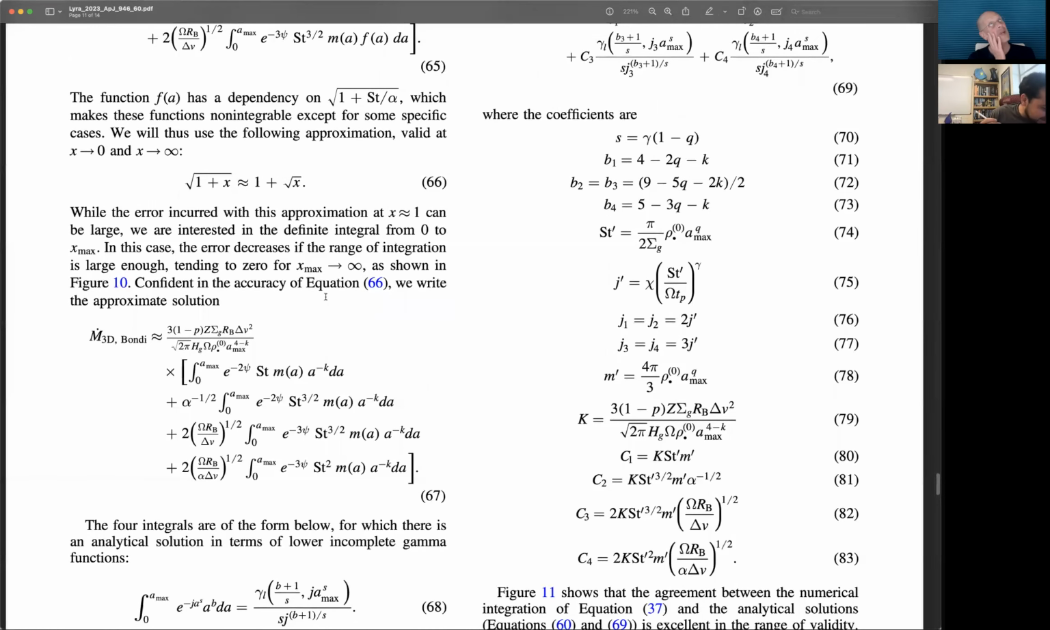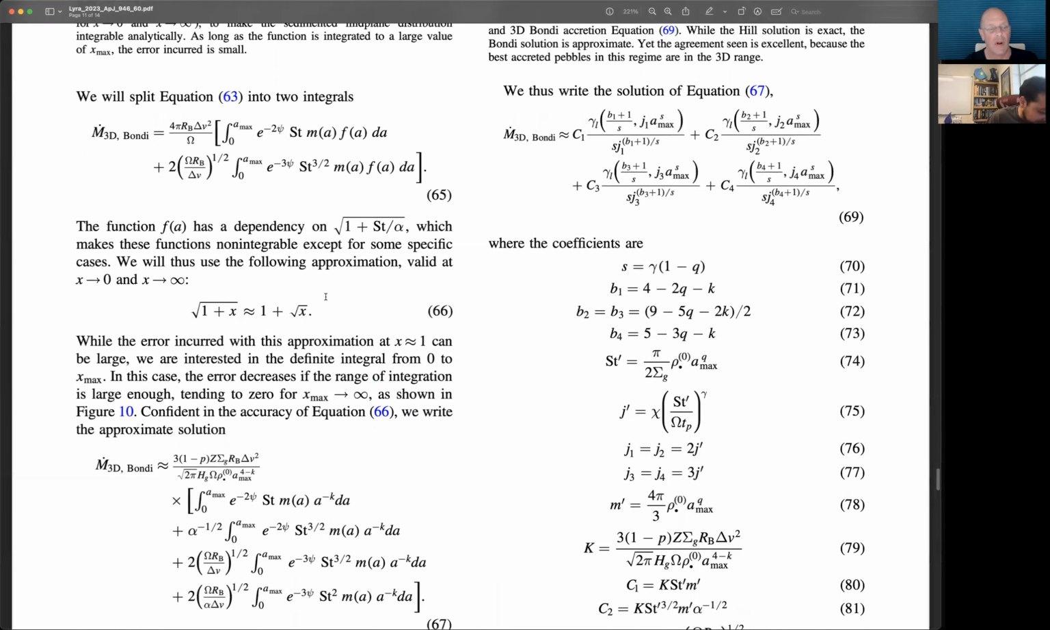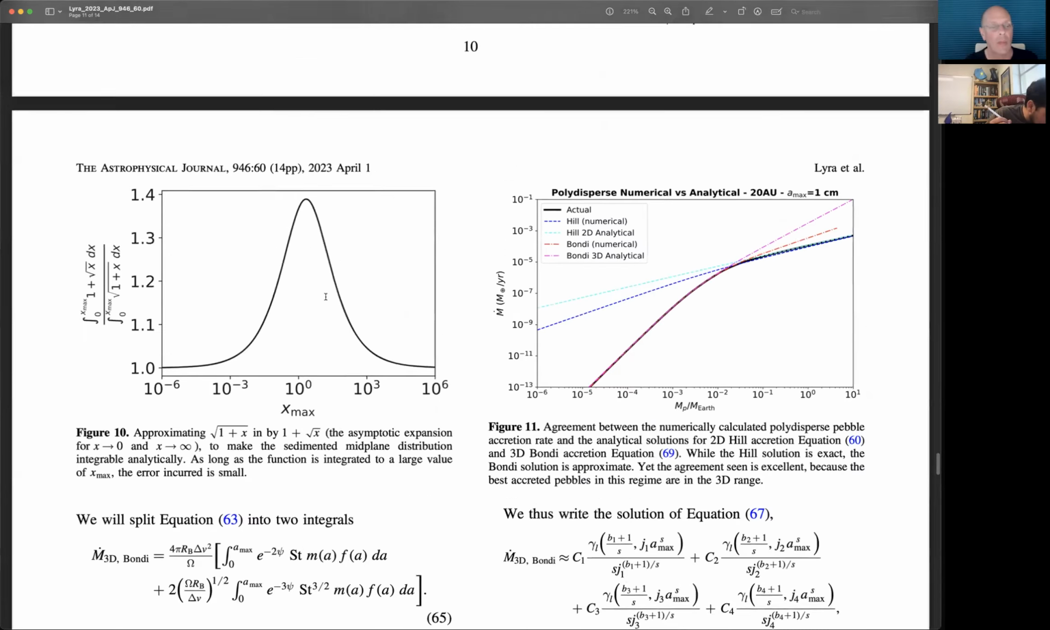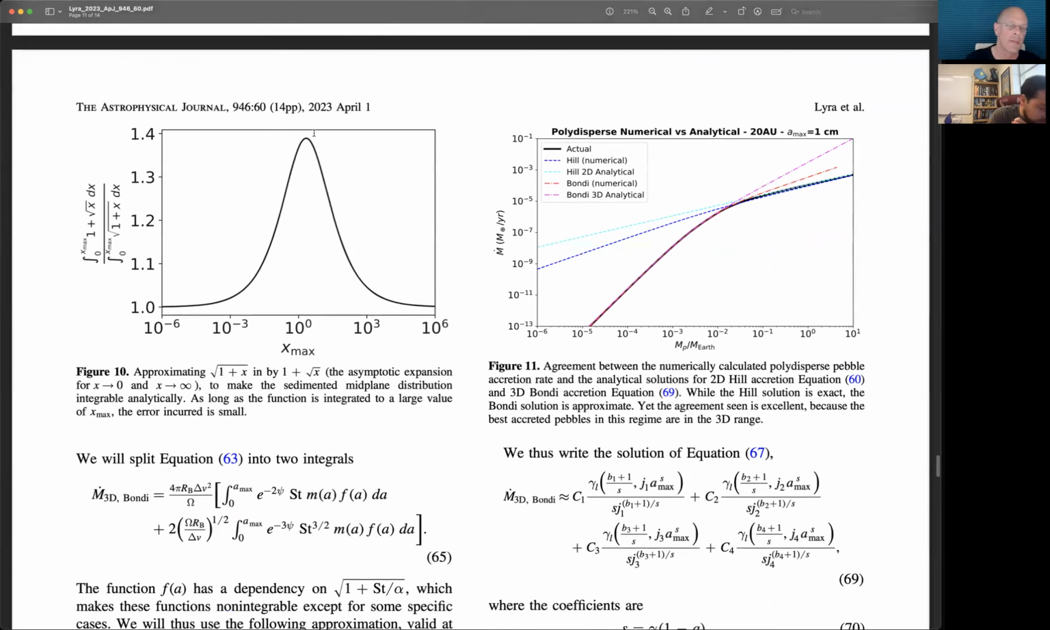And then the point is that this approximation is not good for intermediate values of x, but it's very good when x is close to 0 or close to infinity. Those are the limits that we want, because we are integrating this over very large sizes. That's what is shown in figure 10. And equation 67 is a result of this approximation.